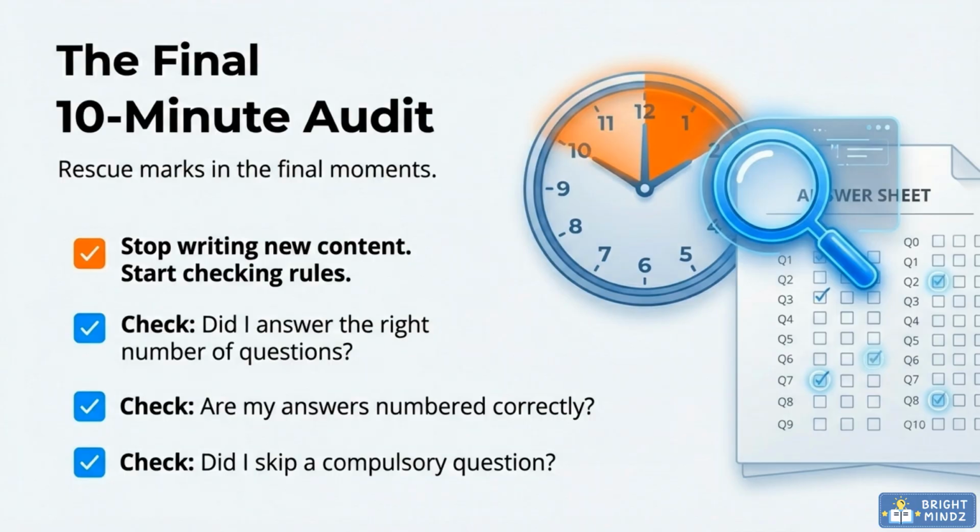In the last 10 minutes, your job isn't to be a hero and start new questions. Your job is to protect the marks you've already earned. Shift into audit mode. First, quickly confirm you've answered exactly the required number of questions in each section. Next, scan that your question numbers in the question paper, answer booklet, and any cover sheet actually match. Finally, hunt for any compulsory question you may have skipped and fix that before time runs out.